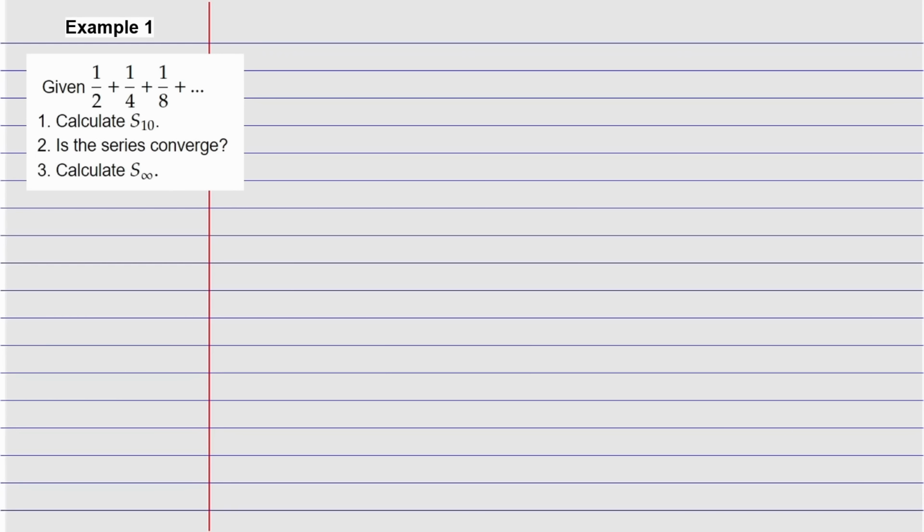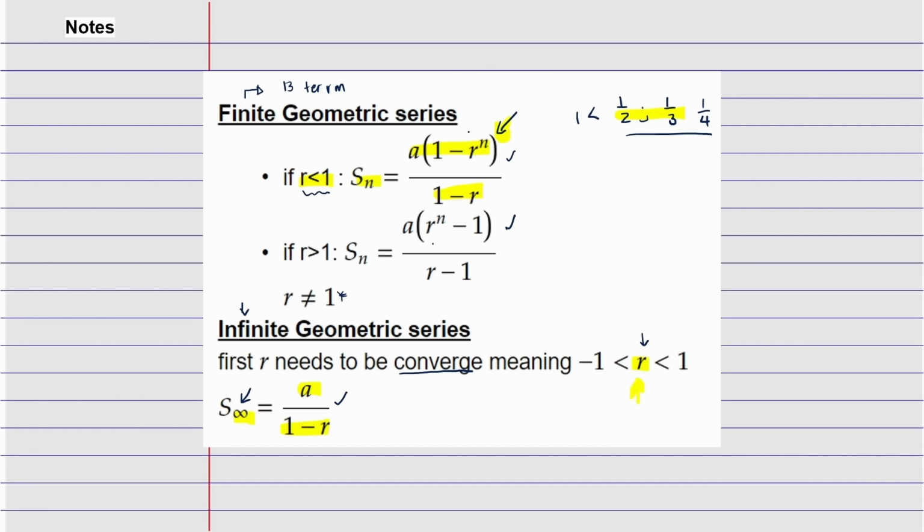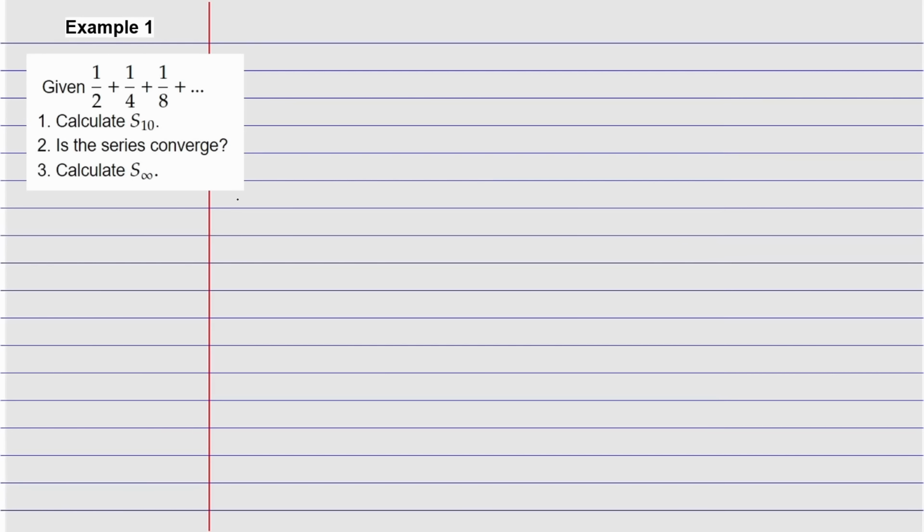So now let's do the first example, right? It's given a series, which is 1 over 2 plus 1 over 4 plus 1 over 8, and it goes on till infinity, because we don't know where the terminal is. It says calculate S10, right? So S10 uses these two formulas, because we have a terminal. We know where we're ending. We're calculating the sum of the first 10 terms, right? So that's what we're going to do.